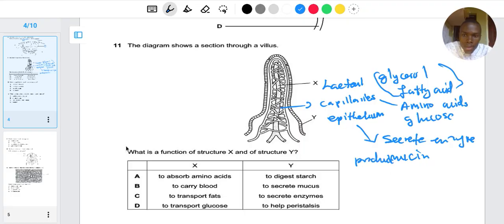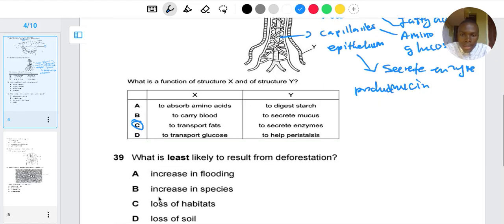So now the question is saying, what is the function of structure X and of structure Y? So for structure X, that is absorption of fatty acid as well as glycerol. Absorption of amino acid, no. Transportation of fatty acids, which are fats, yes, and also secretion of enzymes, which are brush border enzymes, by Y. So the answer is just going to be C. Okay, then let's see the next question.